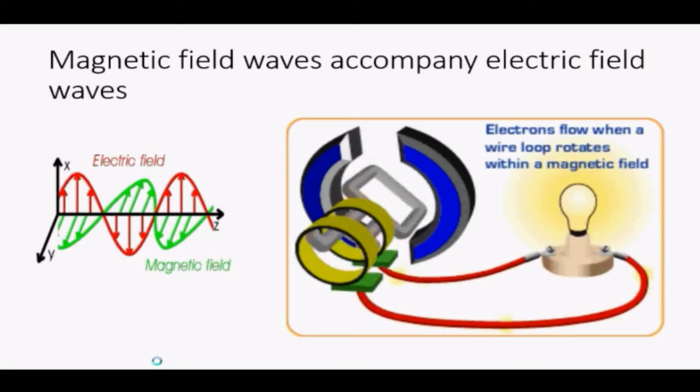So if we place a loop of wire and we place a magnet, the magnetic field lines in combination with the wire loop are going to produce electricity, and we can light a light bulb.